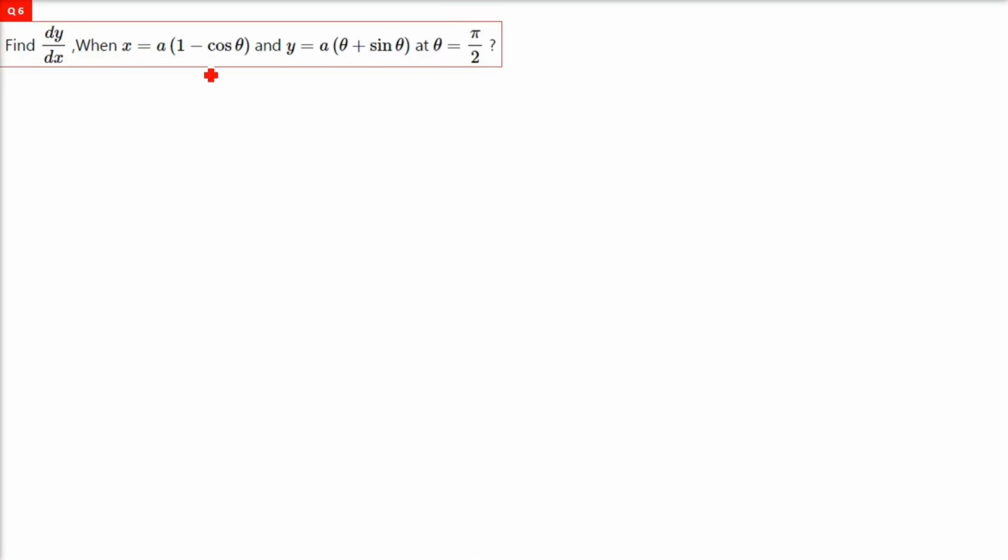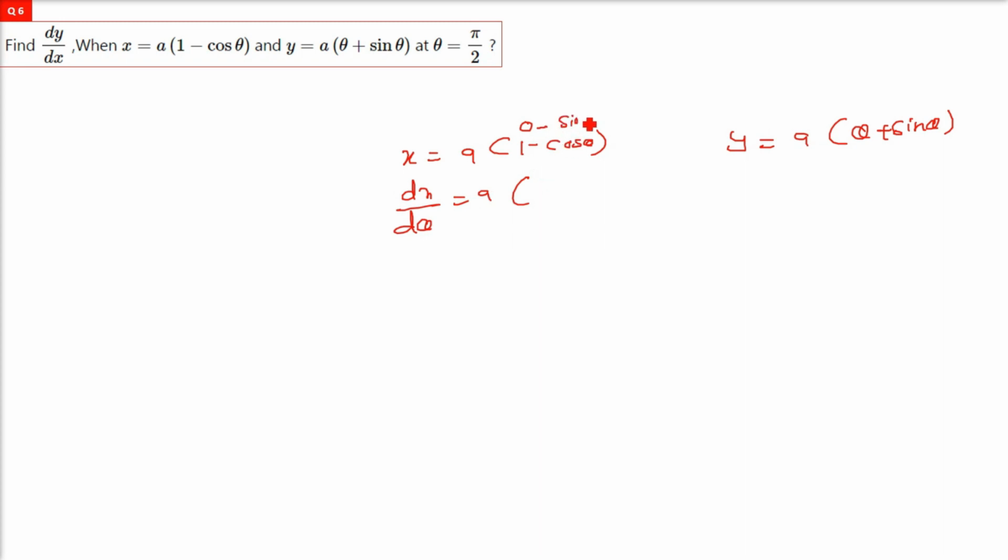Okay, same here, but here you have to find out the value at theta equals pi by 2. So x is equal to a(1 minus cos theta), y is equal to a(theta plus sin theta). So dx by d theta will be a times, you can just write it like this, 1 differentiation is 0, cos theta is minus sin theta, so minus minus becomes plus a sin theta. Now dy by d theta, again a, theta will be 1, sin theta will be cos theta.